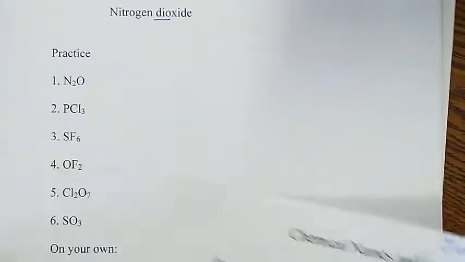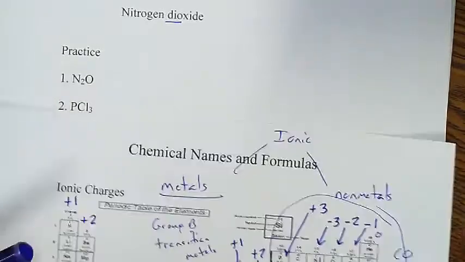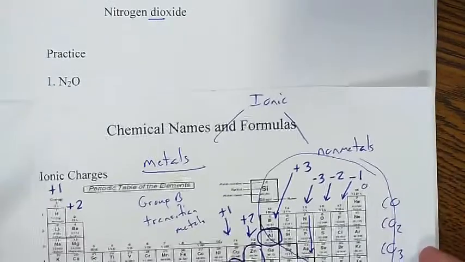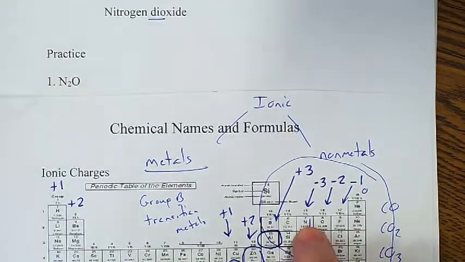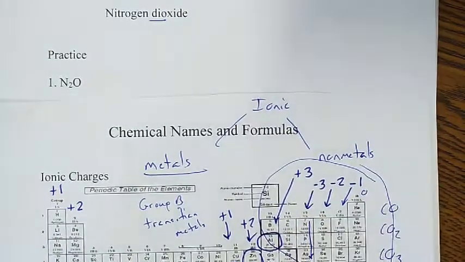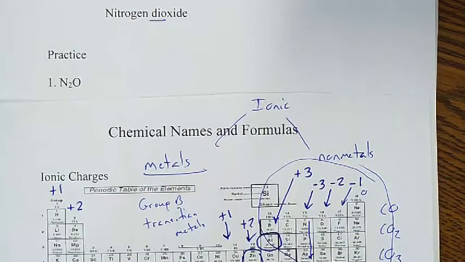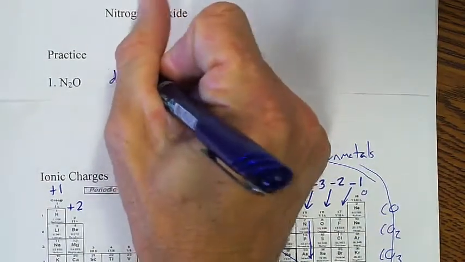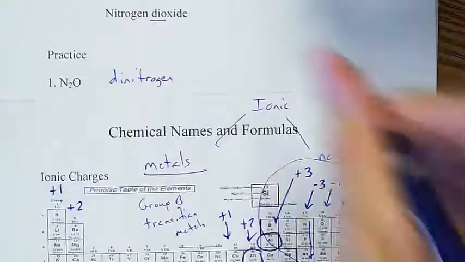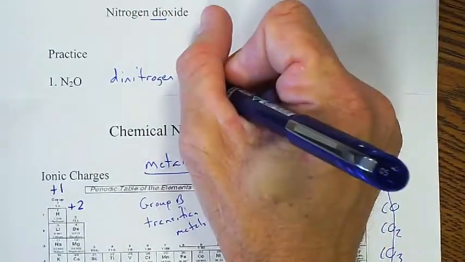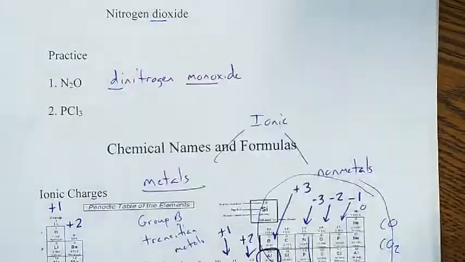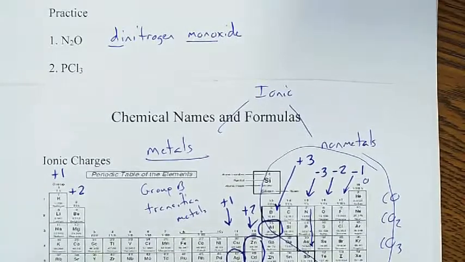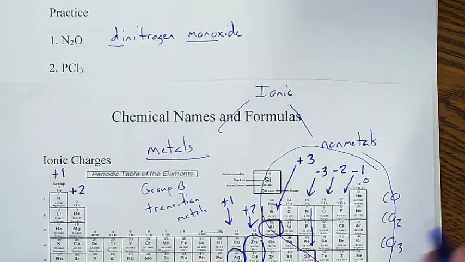When you're naming compounds, you always have to look at the periodic table to name them, because if you don't, you're going to miss 2/3 of them. Nitrogen is here, and when the first element is a nonmetal, you need prefixes in the name. So that would be dinitrogen, because there's two of them. And remember, there's only one of the second element, so monoxide. That means there's two nitrogens, one oxygen. PCl3. So that is phosphorus.